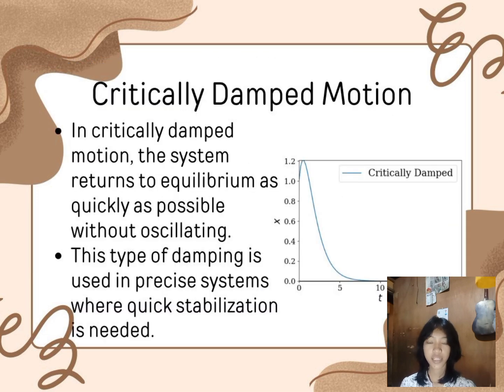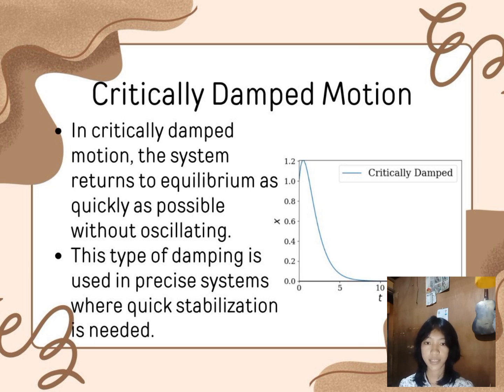Lastly is the critically damped motion. In critically damped motion, the system returns to equilibrium as quickly as possible without oscillating. This type of damping is used in precise systems where quick stabilization is needed. In this case, the damping is exactly enough to bring the system back to equilibrium as quickly as possible without any oscillation. This is the optimal balance, achieving a fast return to rest without any bouncing or overshooting.